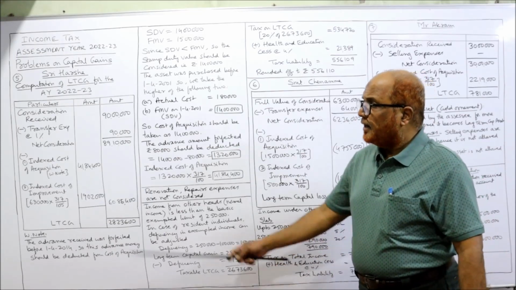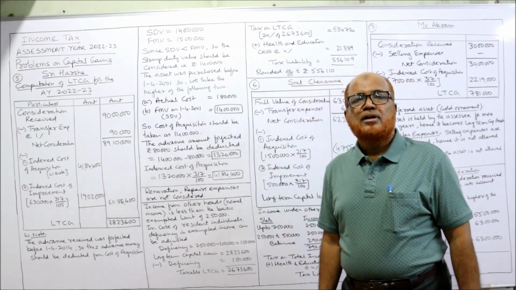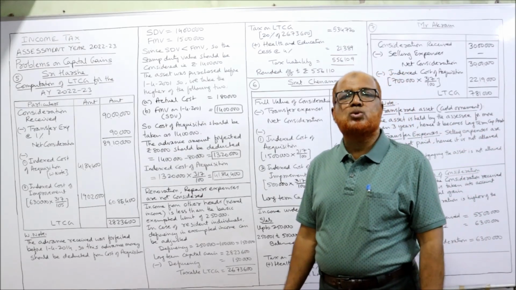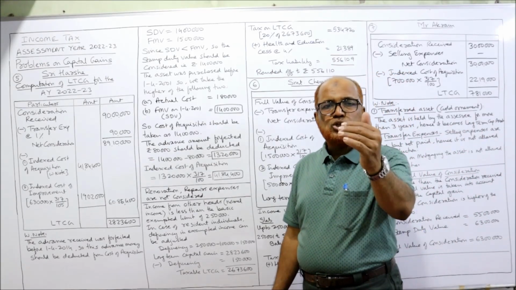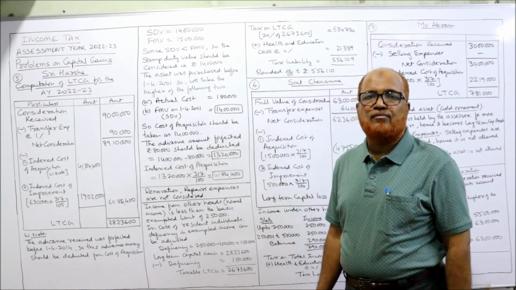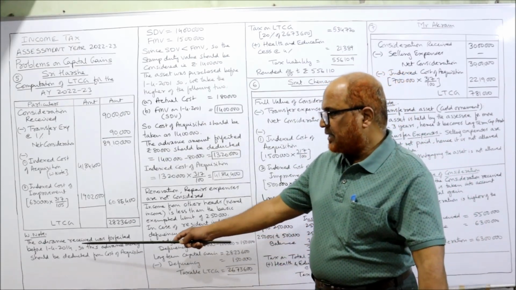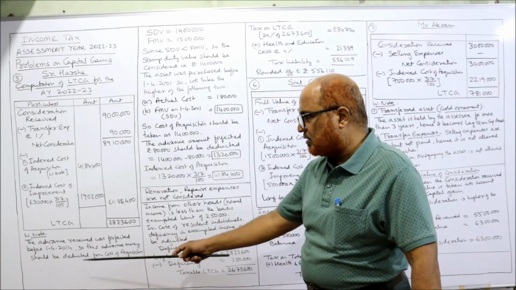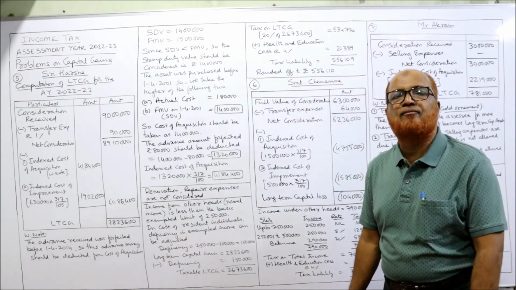First of all, indexed cost of acquisition. The asset was purchased before 1/4/2001, so the assessee can choose the higher of the following two: actual cost or FMV on 1/4/2001. The advance received was forfeited before 1/4/2014, so this advance money should be deducted from cost of acquisition.